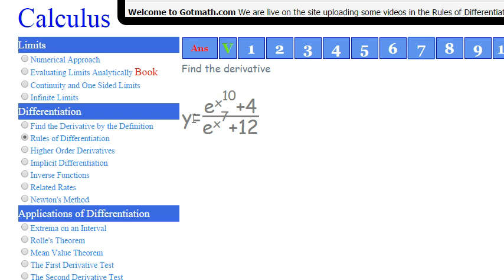Well, it says find the derivative, and that's what we need to do with this particular problem here, is find the derivative. And let's memorize what that says, because I've got to rewrite that.